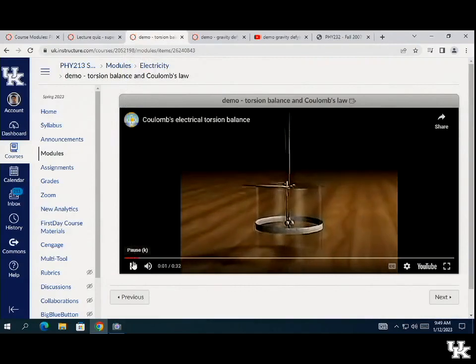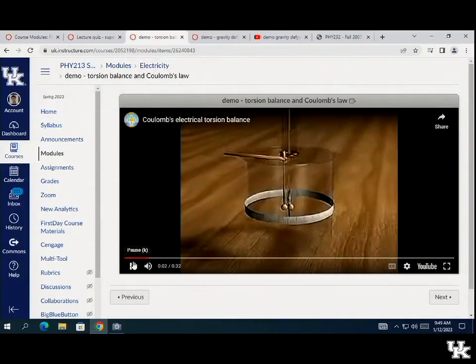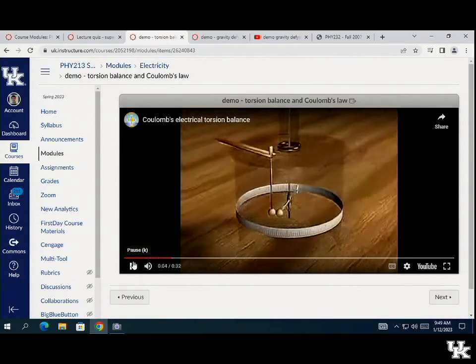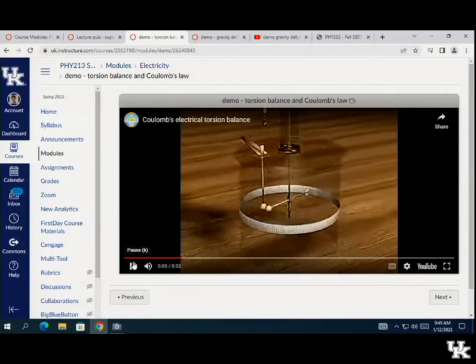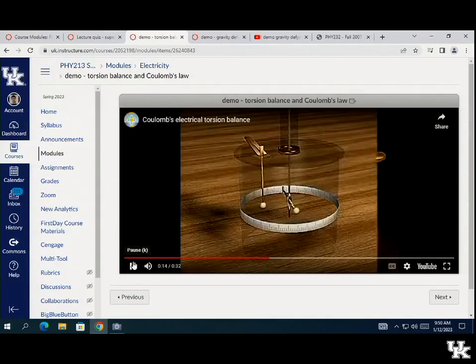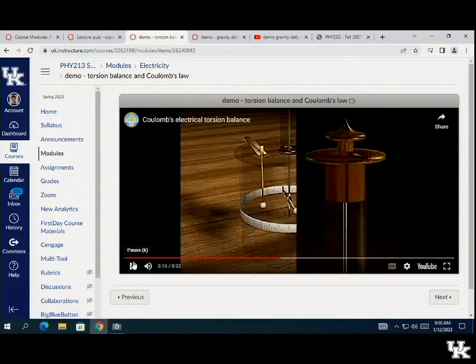So this shows Coulomb's apparatus. It has two metallic spheres here. One of them is fixed in place. One of them hangs from a wire on this beam here. And when you charge the spheres up with like charge, they repel one another. And he was able to measure the force of repulsion due to the charges, due to the twist of the wire. So let me just show that again.